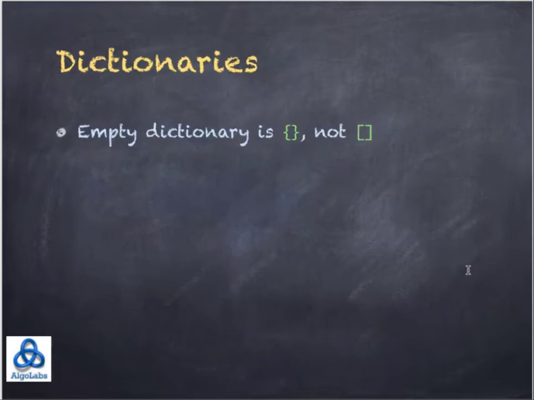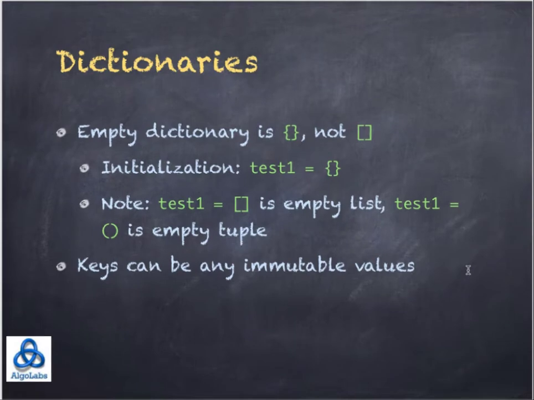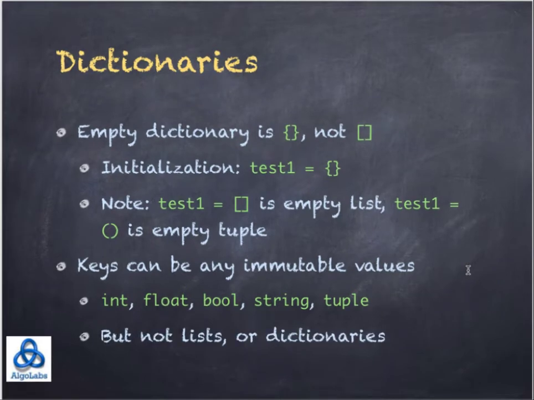The way we write a dictionary in Python is to use curly braces, not square brackets. So this is what distinguishes an empty dictionary from an empty list. So if we want to use something as a dictionary, we have to tell Python it's a dictionary by first initializing it to be the empty dictionary. So remember that the key can be any immutable value, an int, float, bool, string, or tuple, but not a list, not a dictionary.